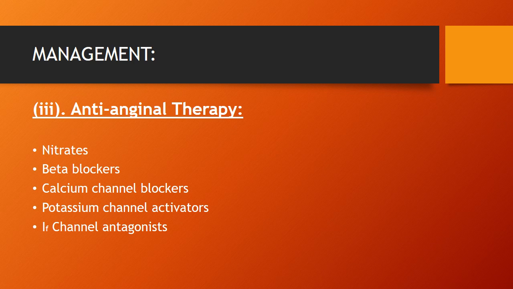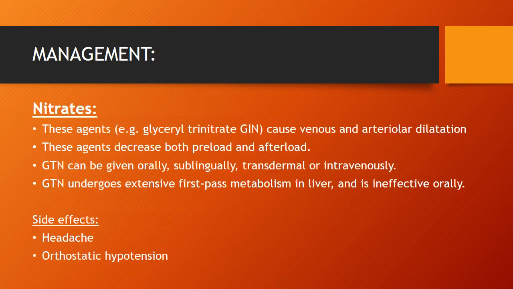Anti-anginal therapy includes nitrates, beta blockers, calcium channel blockers, potassium channel blockers, and If channel antagonists. Nitrates, for example glyceryl trinitrate, GTN. It causes venous as well as arteriolar dilatation, and these agents will decrease both preload and afterload because the veins and arteries both are dilated. So both preload and afterload will be decreased.